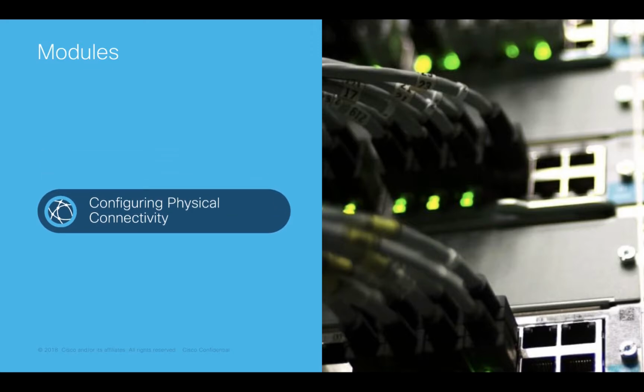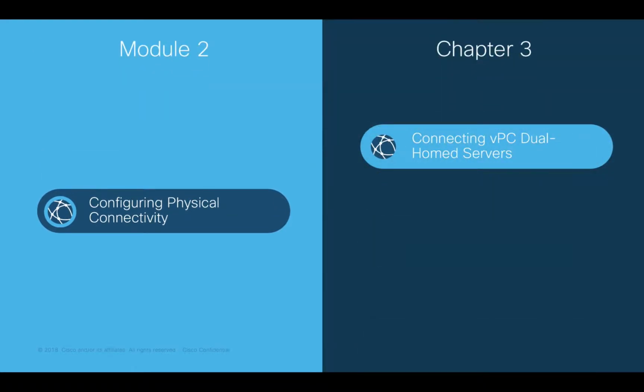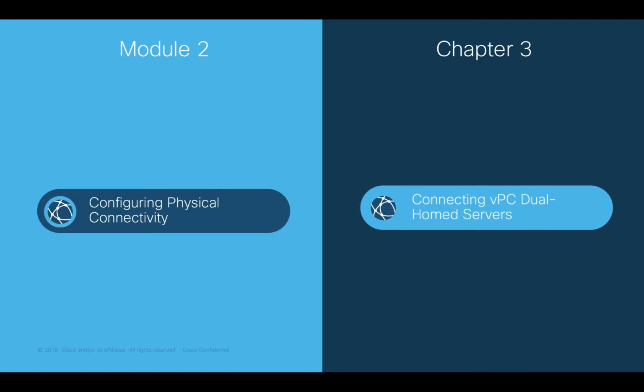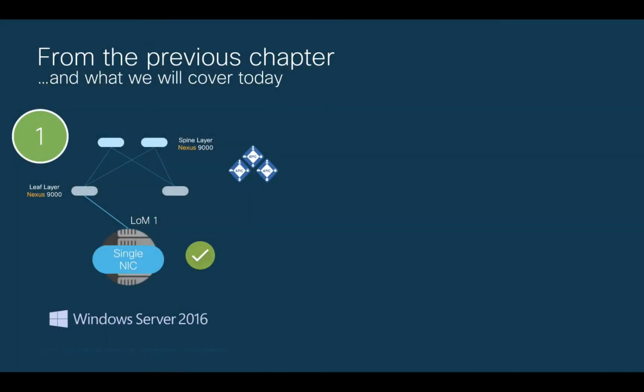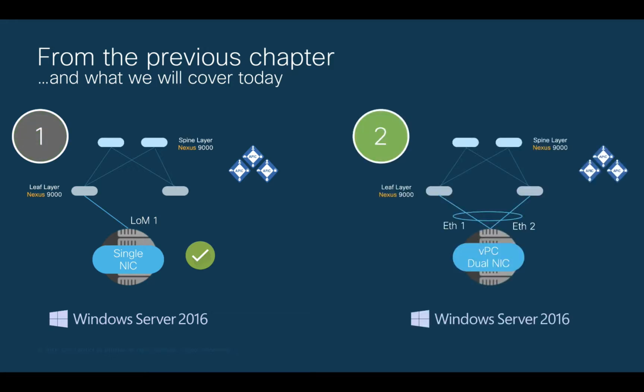In this video, we will cover Module 2, Configuring Physical Connectivity, Chapter 3, Connecting Virtual Port Channel Servers. In the previous chapter, we learned how to configure single NIC connections to ACI using a Windows server. And now, we will use the same server to connect two active NICs to two different live switches by enabling virtual port channel on the ACI side.